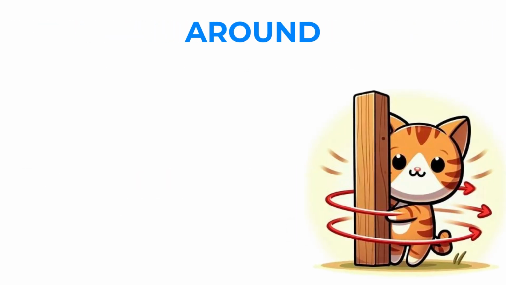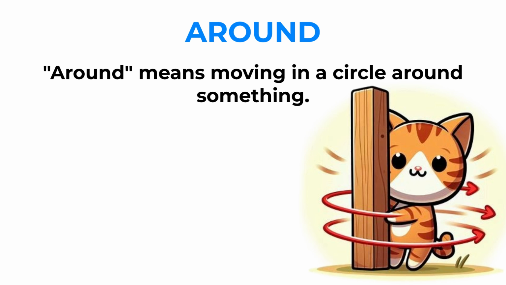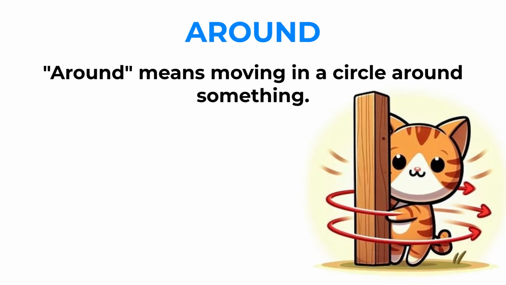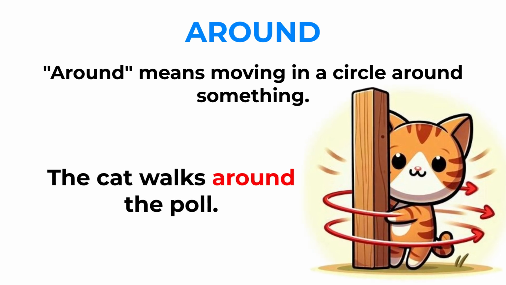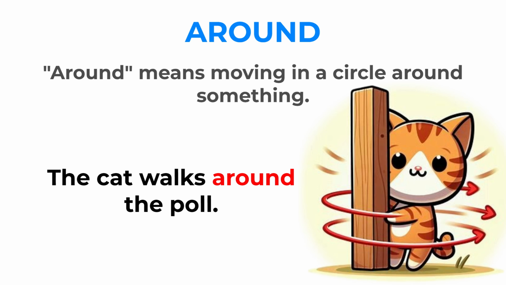Around. Around means moving in a circle around something. Now the cat walks in a circle around something. Example sentence. The cat walks around the pole.